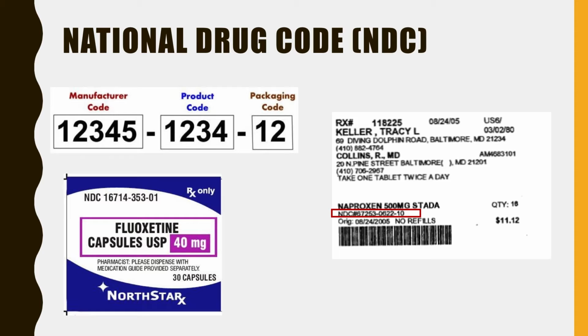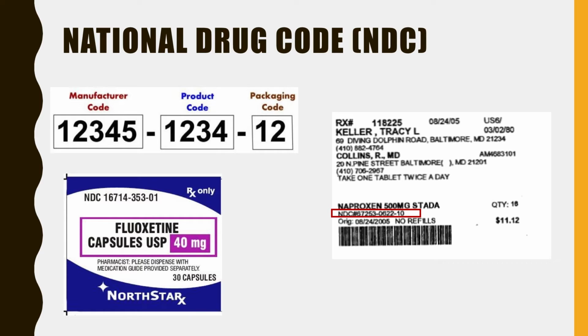12345 is the manufacturer code. 1234 is the specific product code. For example, metoprolol succinate 25 milligrams. And 12 is the package size. This could be for a bottle of 100 tablets. Many times, zeros before an NDC segment are not written to reduce confusion. Take a look at this label of a fluoxetine bottle on the bottom left.